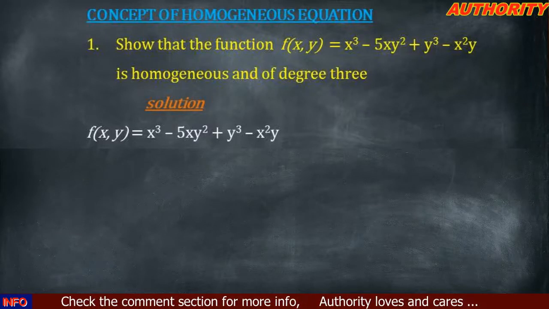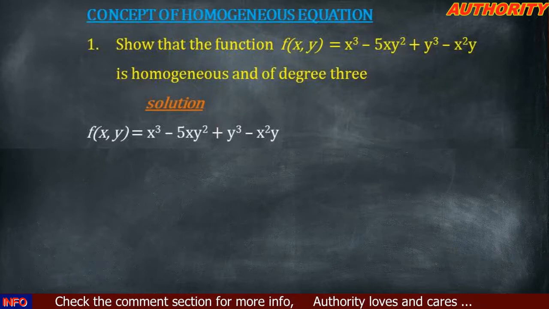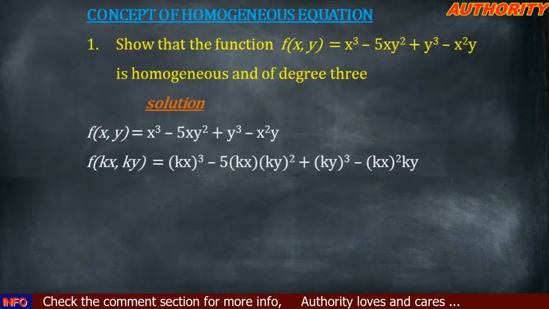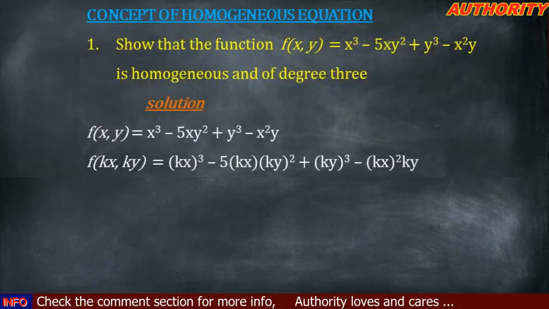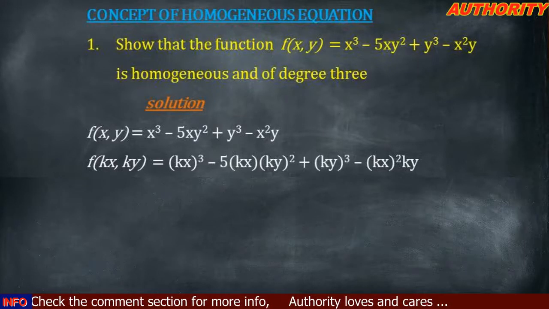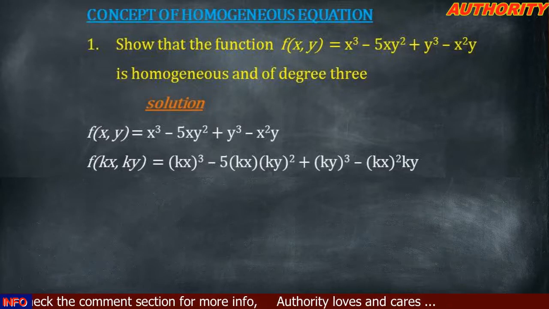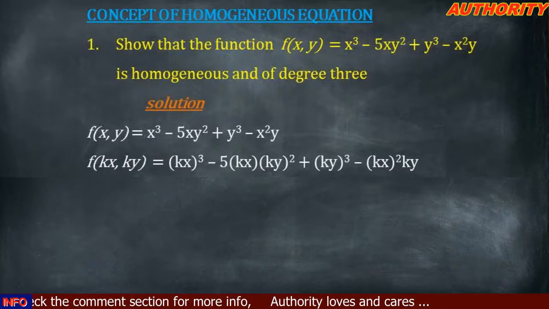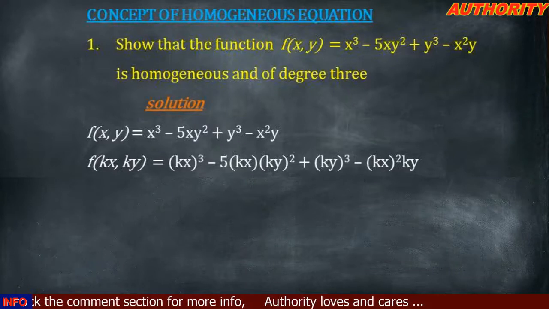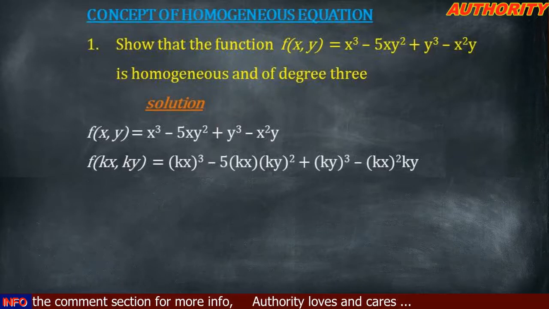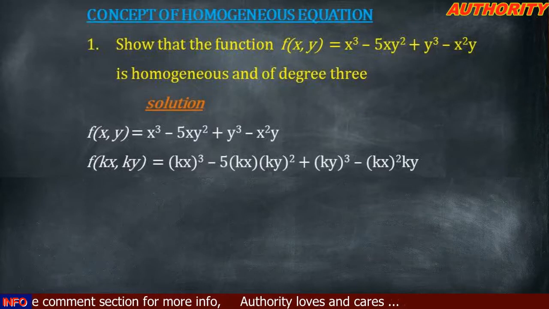Now let's pass in the constant in this form. We're going to say the function f of kx, ky equal to, that means anywhere we see x, we replace it with kx, and anywhere we see y, we replace it with ky. That means we're going to have (kx) cubed minus 5 in place of x, (kx), in place of y squared we have (ky) squared, plus (ky) cubed minus (kx) squared. In place of y we have ky.